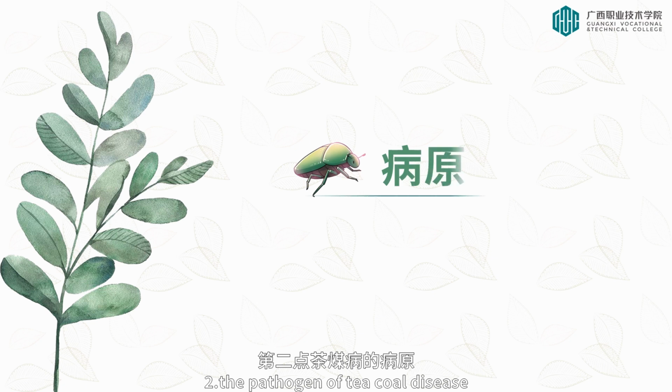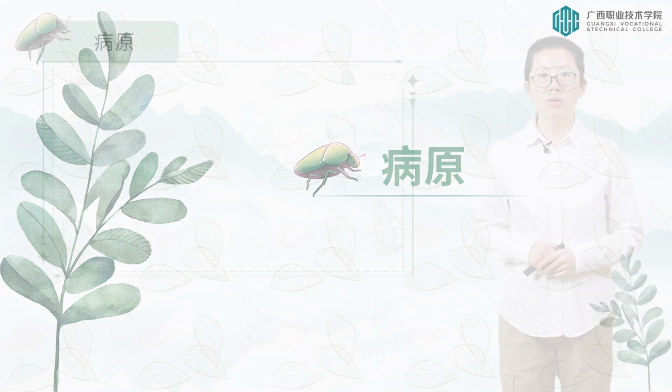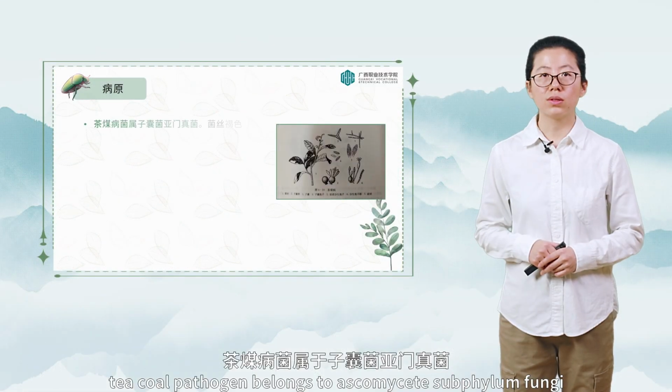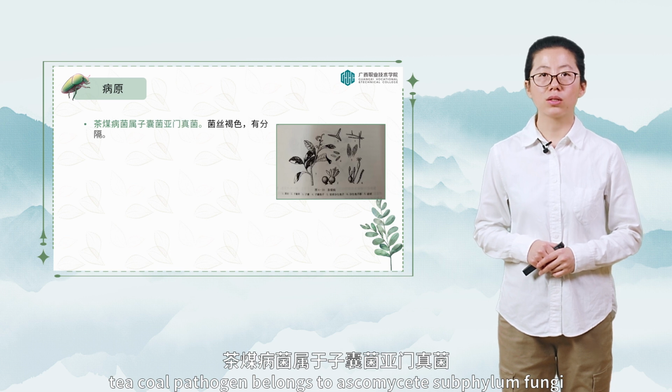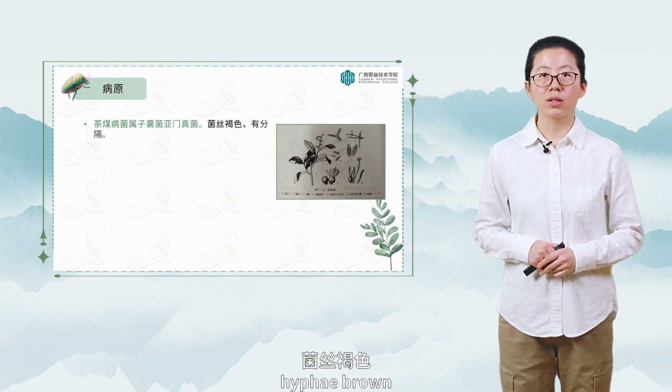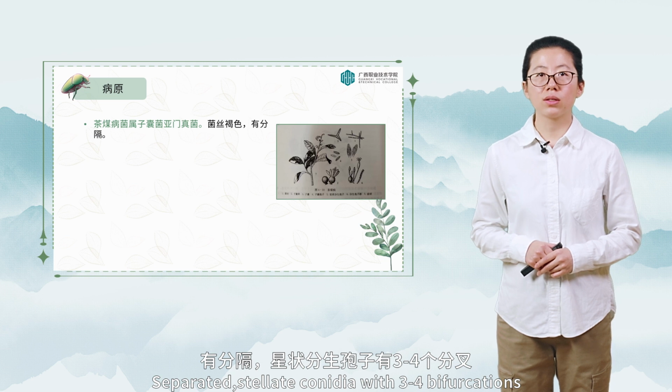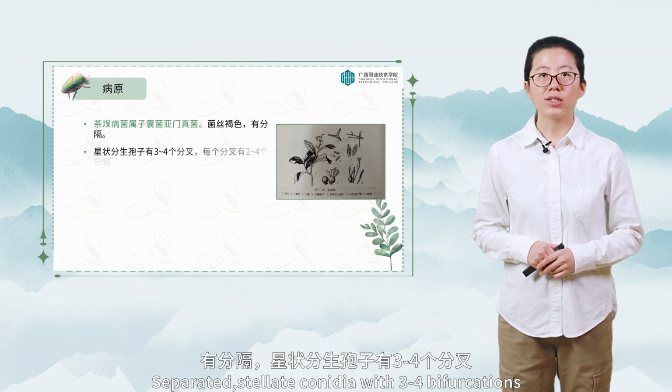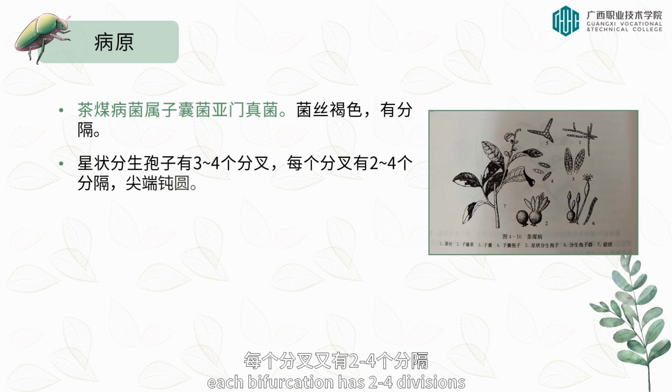2. The pathogen of tea cold disease. Tea cold pathogen belongs to Ascomycete subphylum fungi, hyphae brown. Separated, stellate conidia with 3 to 4 bifurcations. Each bifurcation has 2 to 4 divisions. The tip is obtusely round.